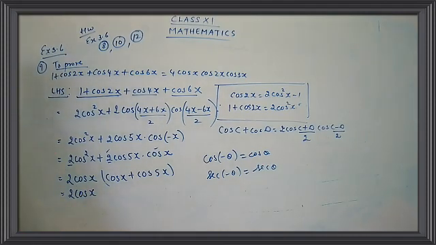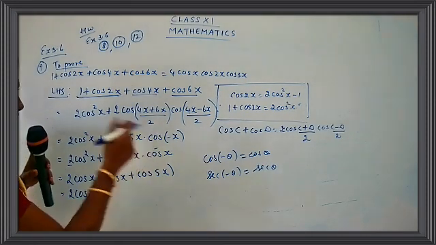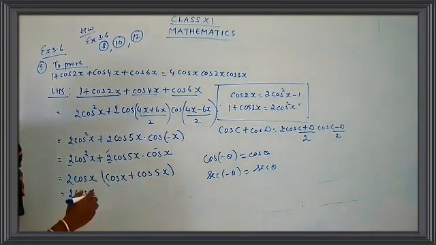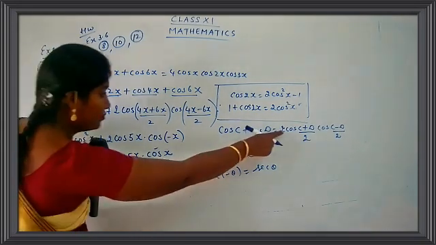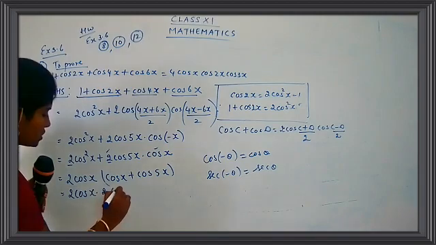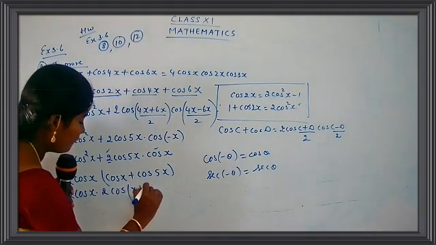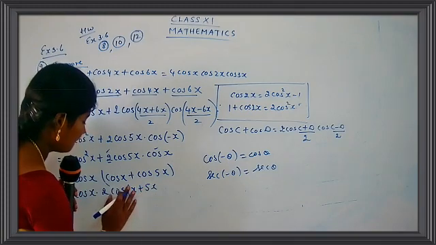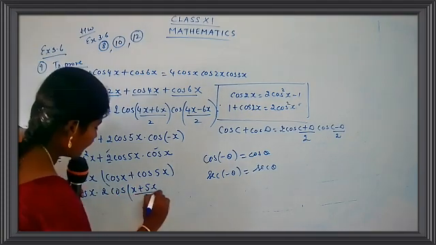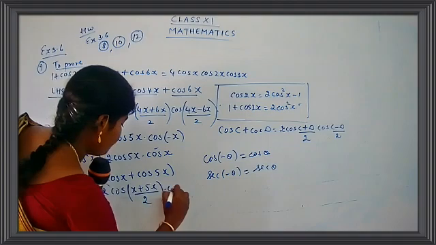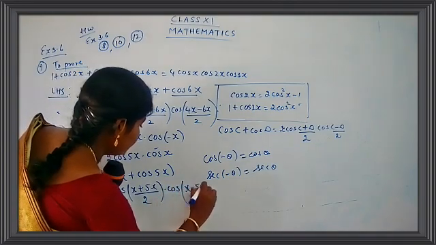So we have 2 cos x. This is cos of c plus d by 2 into cos of c minus d by 2. So be careful to write 2 also. Do not forget to write 2. So 2 cos of (x plus 5x) by 2 cos of (x minus 5x) by 2.